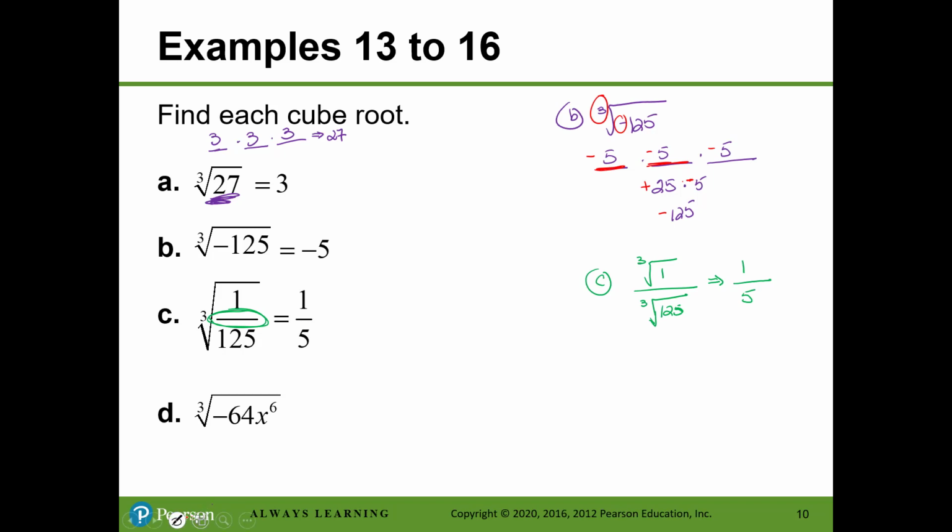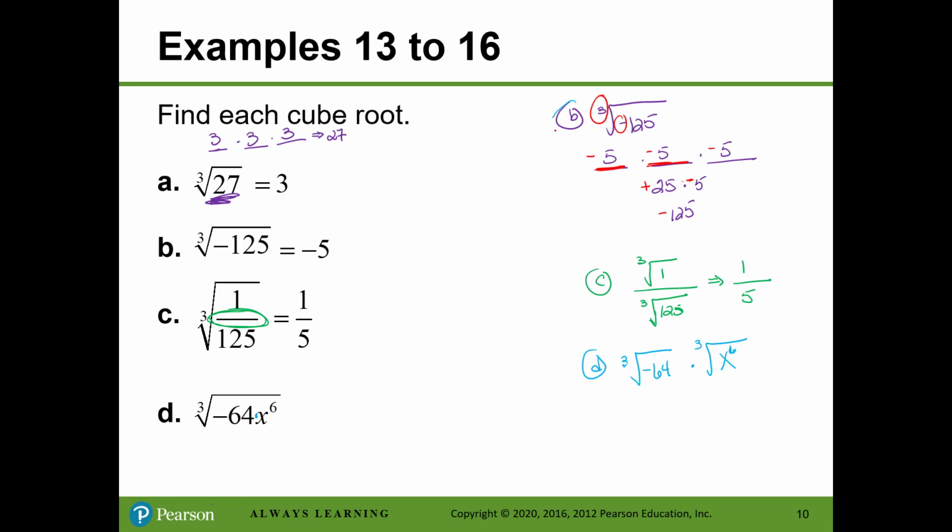Okay, let's look at letter D. What operation is between the negative 64 and the x to the power of 6? That's right, multiplication. So on letter D, I can look at this as the cubed root of negative 64 times the cubed root of x to the power of 6. With me? Okay, now, question. Can I take the cubed root of a negative number?